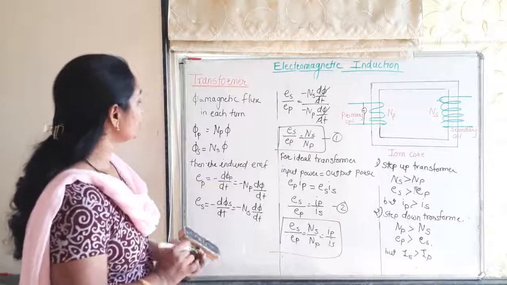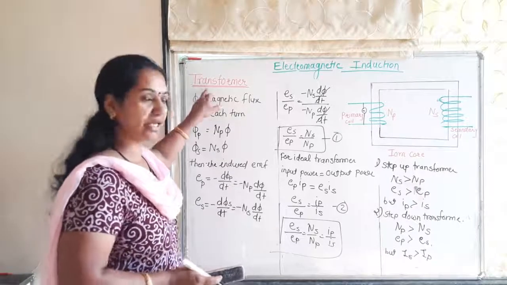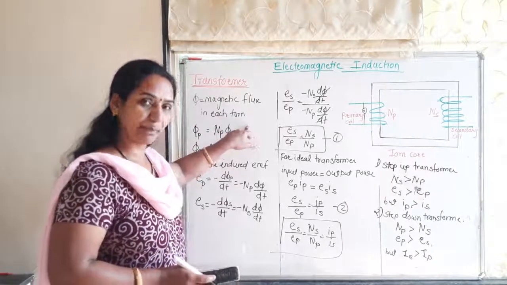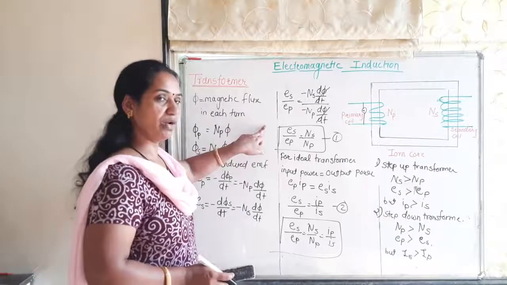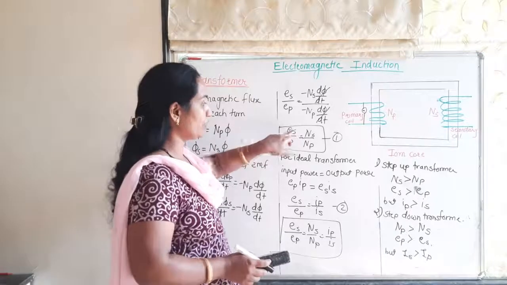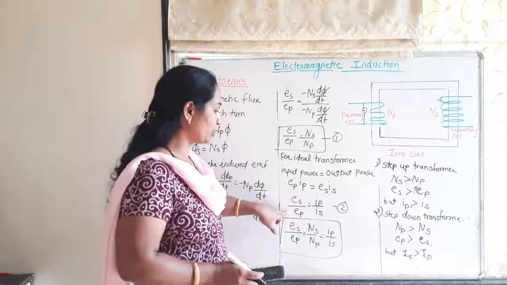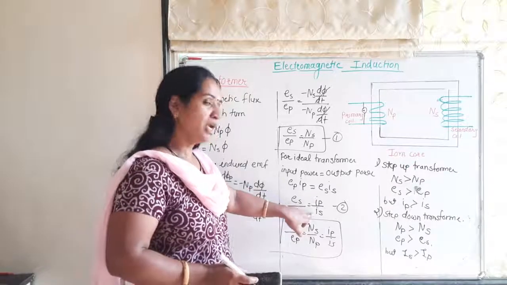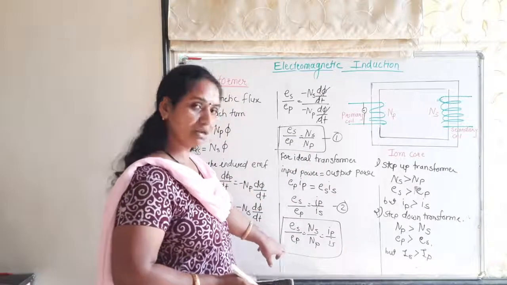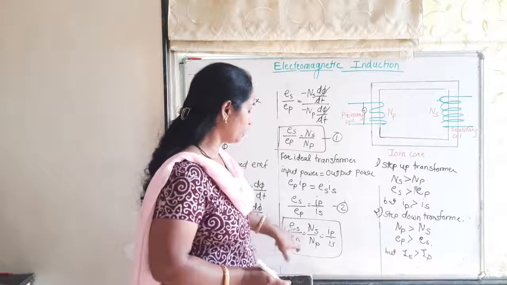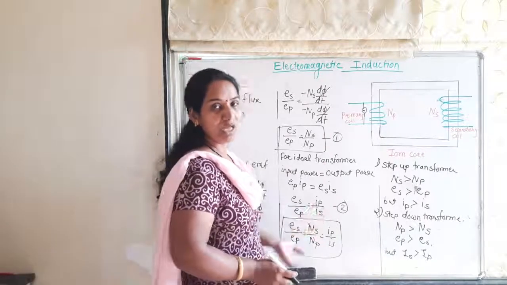In this video we studied the transformer. There are two types of transformer, step up and step down. According to this, we derived the formula Es upon Ep is equal to Ns upon Np. We also derived the formula Es upon Ep is equal to Ip upon Is. Combining the two gives the final equation: Es upon Ep is equal to Ns upon Np, which is equal to Ip upon Is.